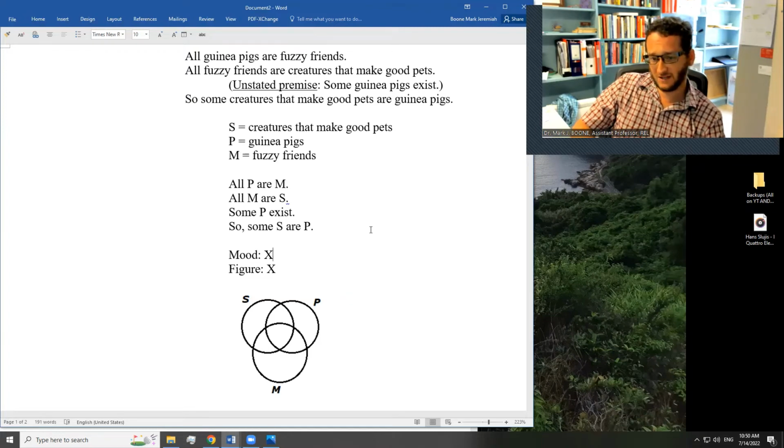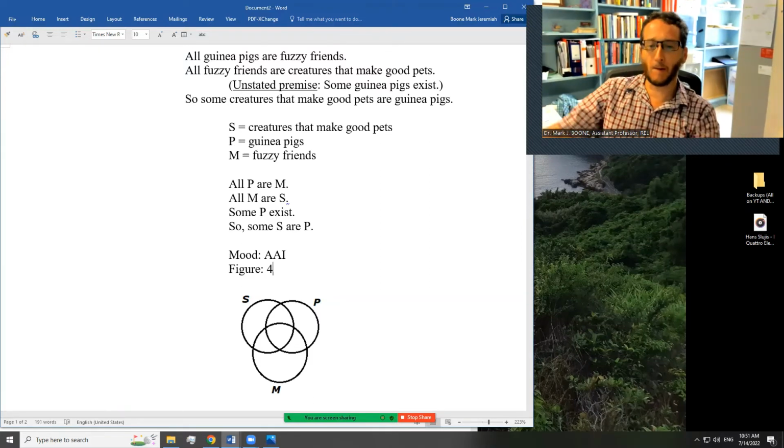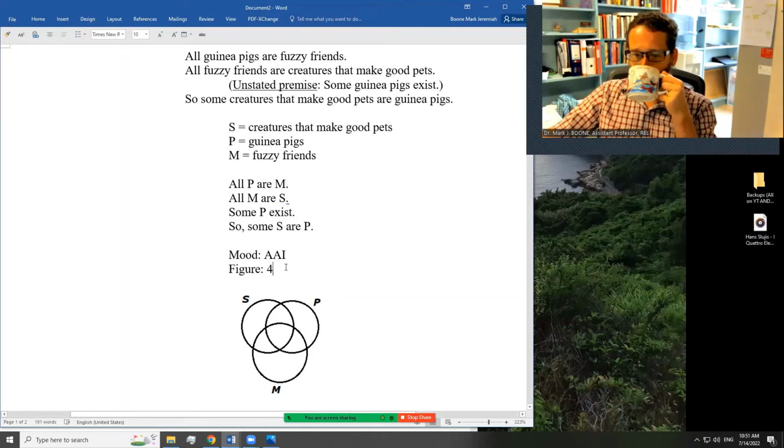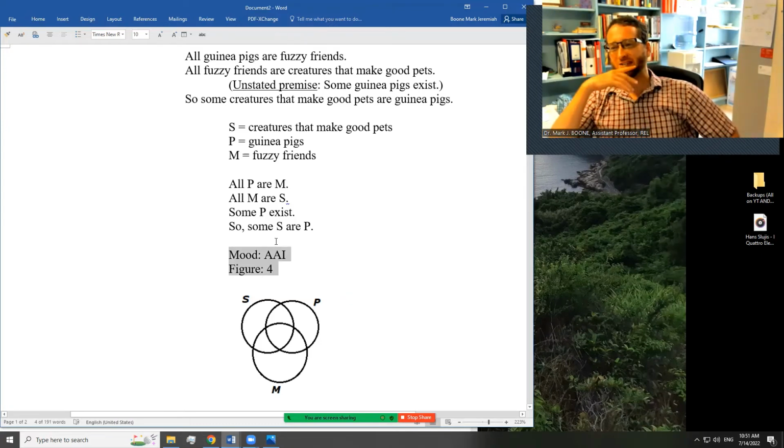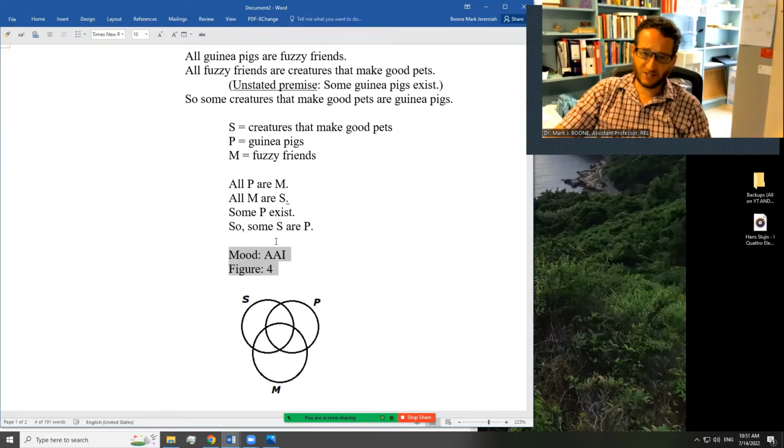So some P exists, that'll be easy, but what about the mood figure? I think we do the same thing. We say AAI, figure 4. I think actually for the mood figure method, we need an additional tool. We would need to treat this actually as 2 syllogisms to apply the mood figure method. We have to split it up.